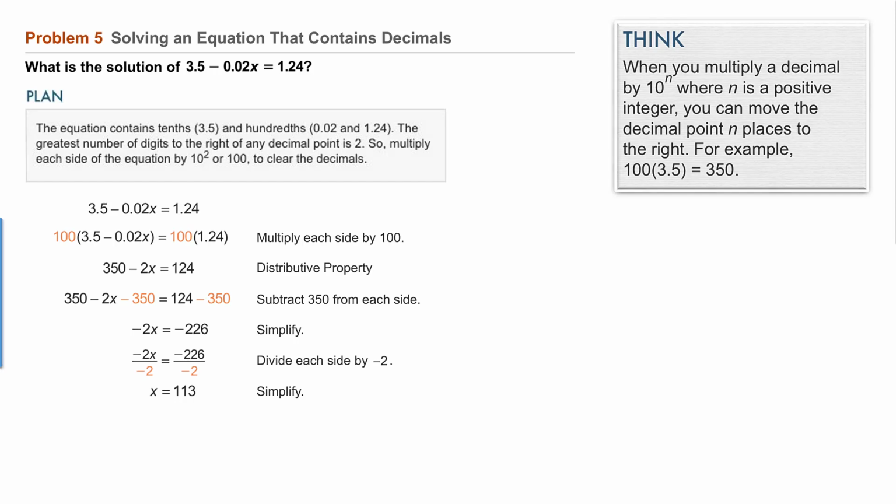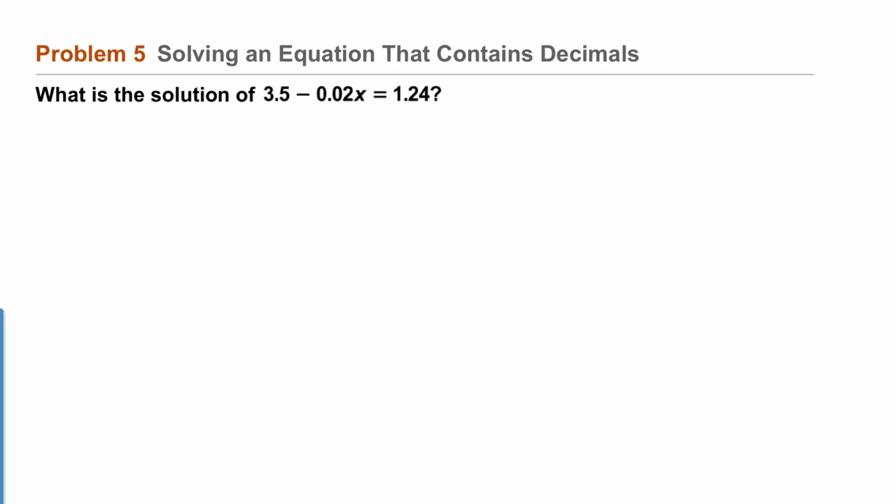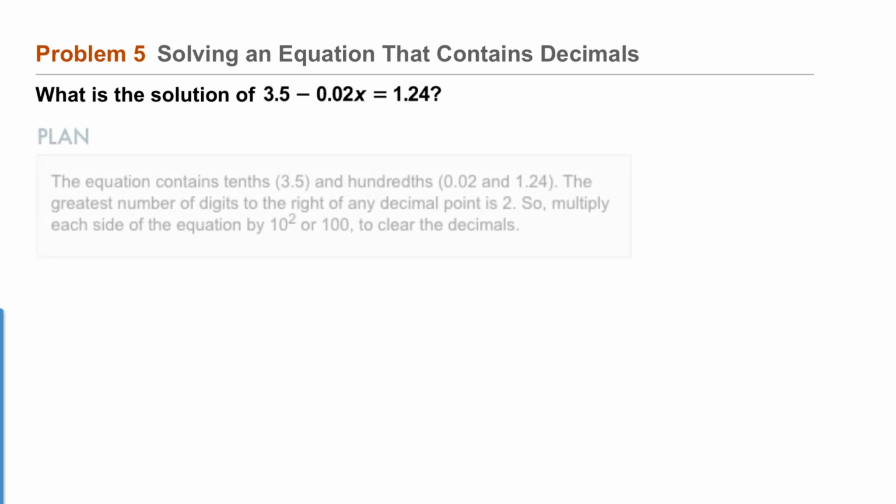Problem 5. Solving an equation that contains decimals. What is the solution of 3.5 minus 0.02x equals 1.24? Well, consider your plan.